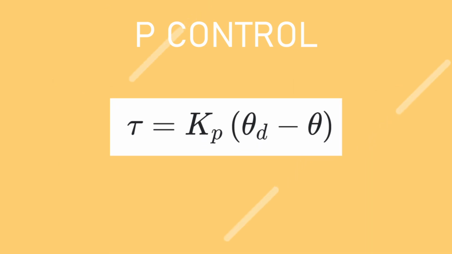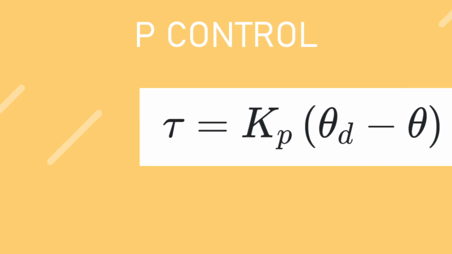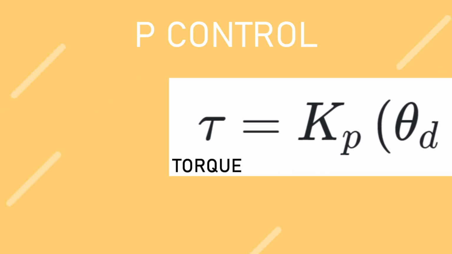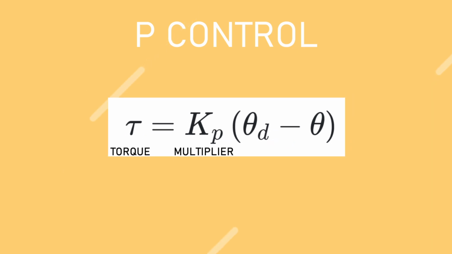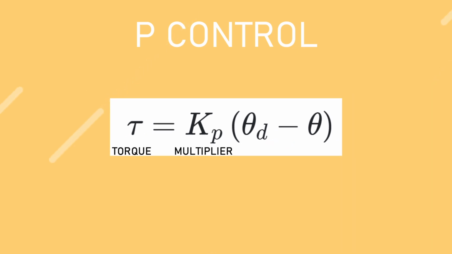explain now. Take a look at this equation. This is what P control looks like in math equation. The T on the left is the torque, the power of the motor in this case. Kp is the multiplier. It is your only number in this P control that you can actually change. And torque equals the Kp times whatever this bracket gives out.